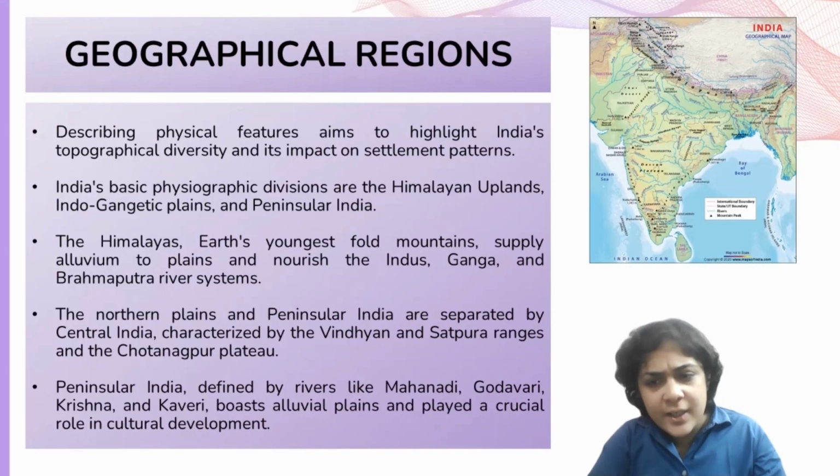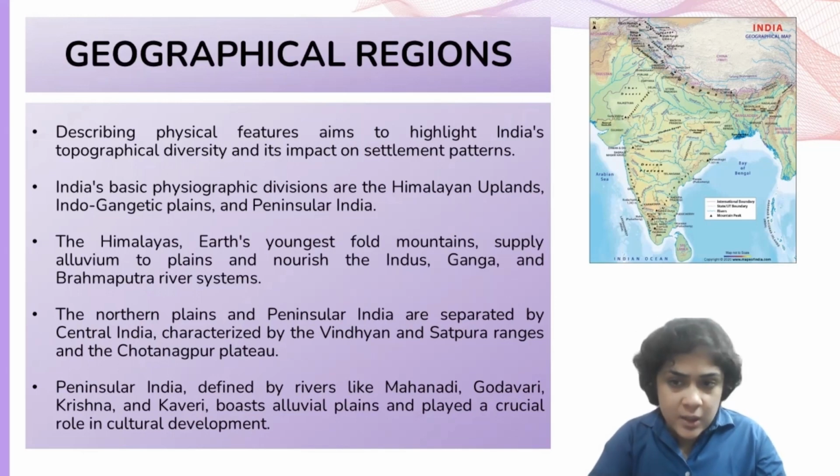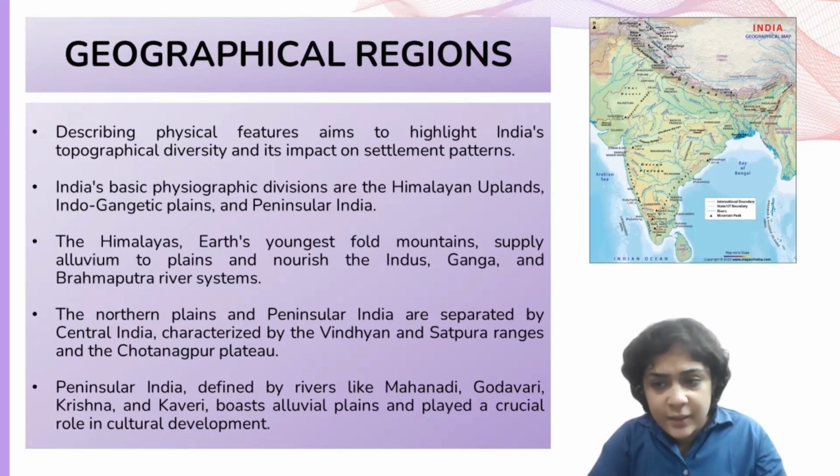A substantial intermediate region known as Central India separates the northern plains from peninsular India. This area, extending from Gujarat to western Odisha, spans 1600 kilometers and includes the Vindhyan and Satpura ranges and the Chota Nagpur plateau. South of this zone begins peninsular India, characterized by four major rivers: the Mahanadi, Godavari, Krishna, and Kaveri, that flow into the Bay of Bengal.